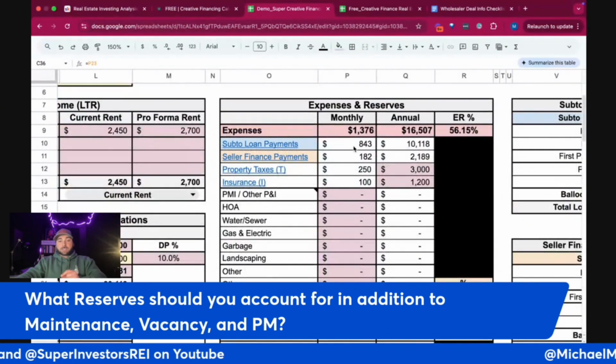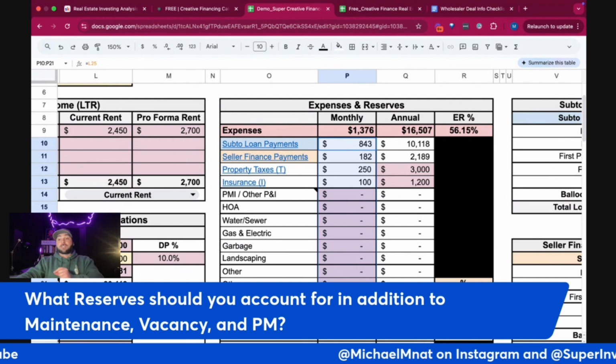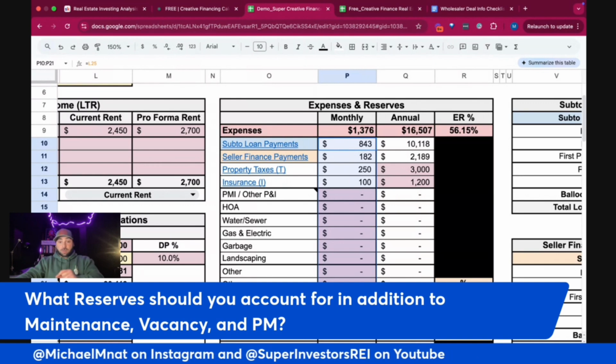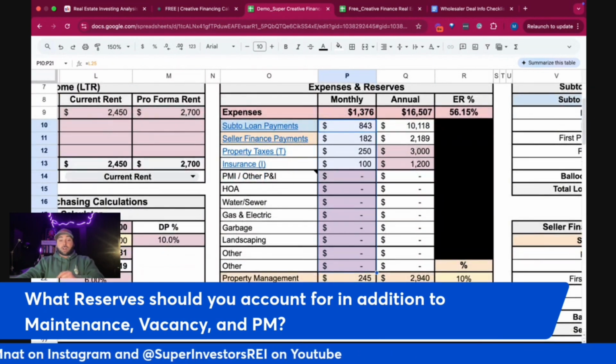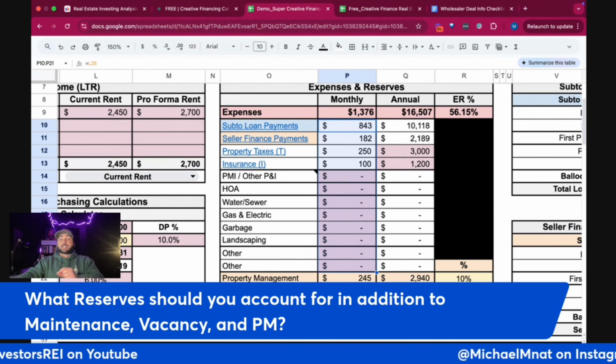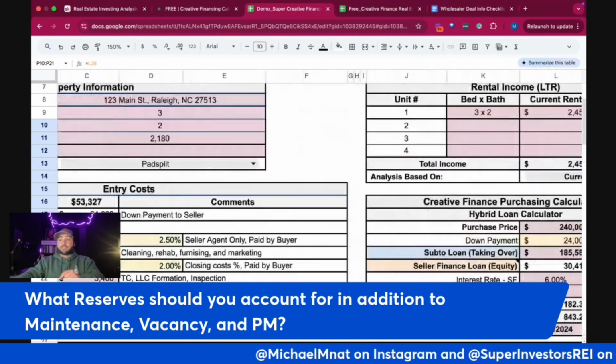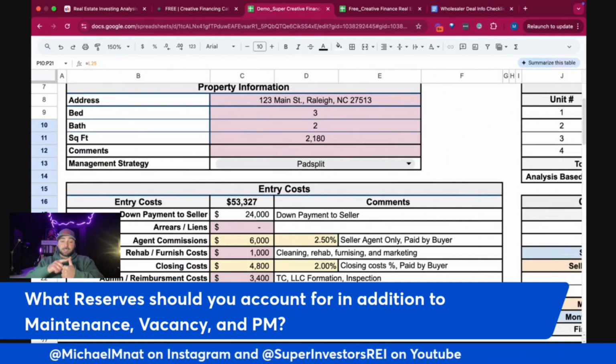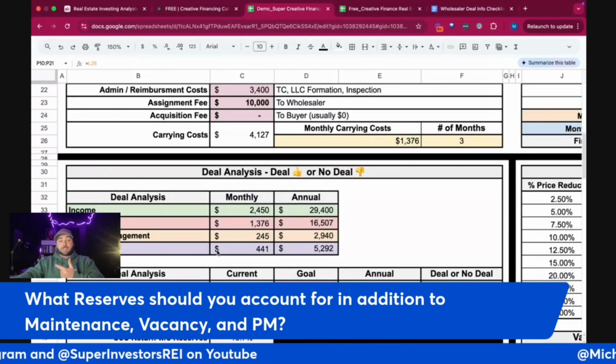So your expenses are more so your fixed expenses. Your property management, which is an expense, but it's a variable expense depending on a percentage of the rental income, is its own line item. It's an expense, not a reserve. And then your reserves for maintenance, capex, and vacancy are a reserve. It's not money you're paying every month, but it is money that you are going to need to set aside for if and when you have vacancies, you accounted for it and you have the money set aside for those. Or if you have maintenance and capital expenditures, then you have the money set aside for those.